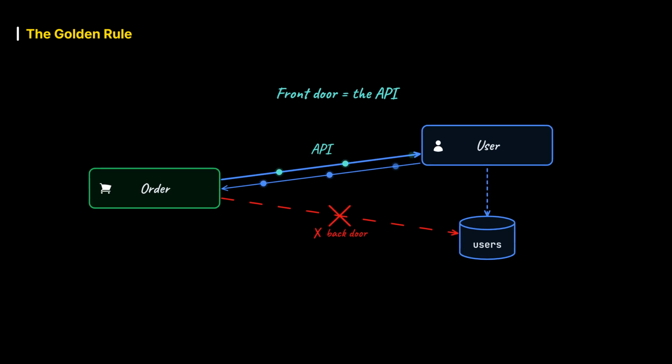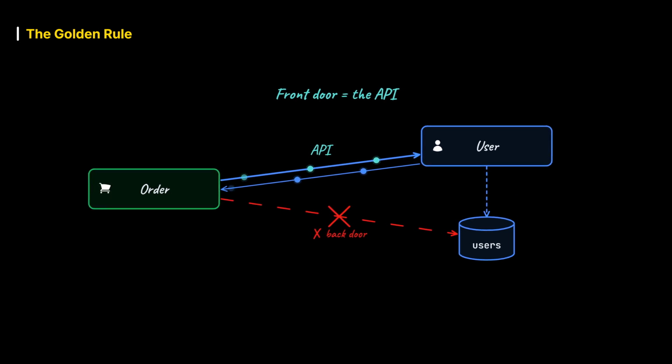never through any backdoor database connection. This is the thing that keeps the ownership clean. And whenever you see one service reading directly from another service's tables, just understand, this is almost always an anti-pattern. This is the coupling trying to come back again.